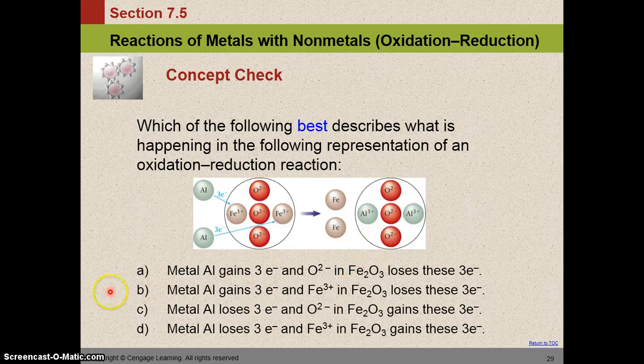So which one of these is true? Metal aluminum gains 3 electrons. That is not true. It becomes +3, so it loses 3 electrons. We have to look at this one, so it's not gaining. So does aluminum lose 3 electrons, and oxygen in the Fe2O3 gain those 3 electrons? No. The metal aluminum loses 3, and the iron 3+ in Fe2O3 gains those electrons. And that's what our answer is for this equation.